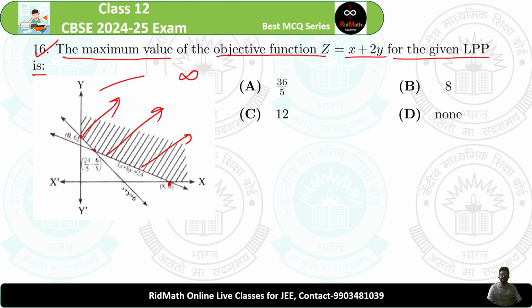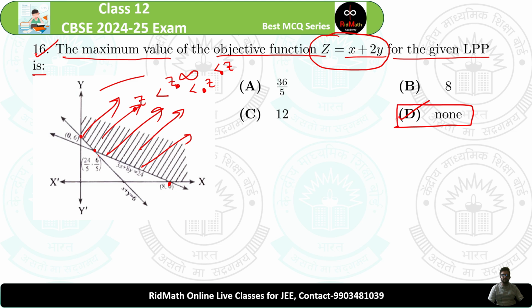That means this objective function has no maximum value, because if we put these values, this z will be less than this z, and this z will be less than this z, and this will be less than this z. We cannot find any maximum value of this, because of this solution region, it is upwards and there is no limit of the solution region. So option D is correct, that is none.